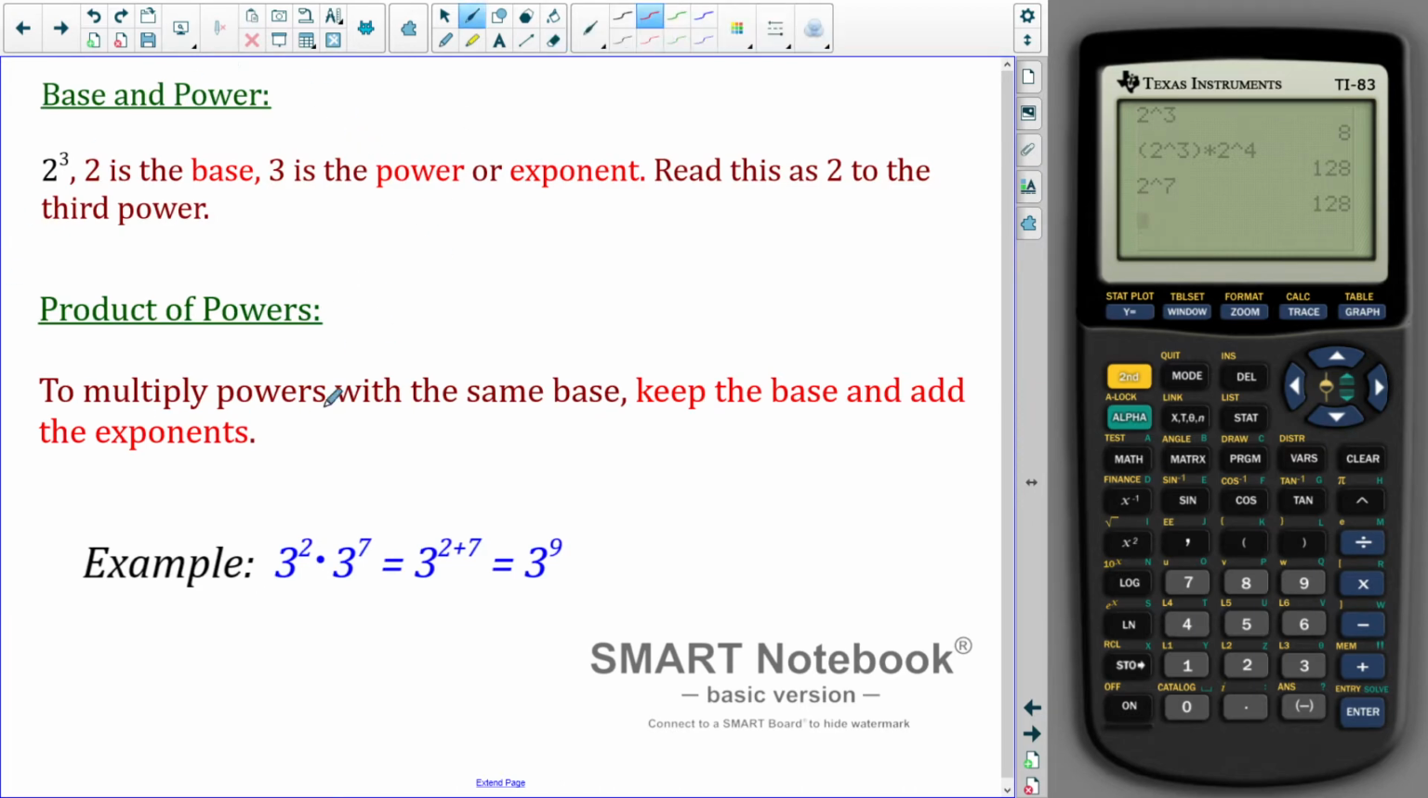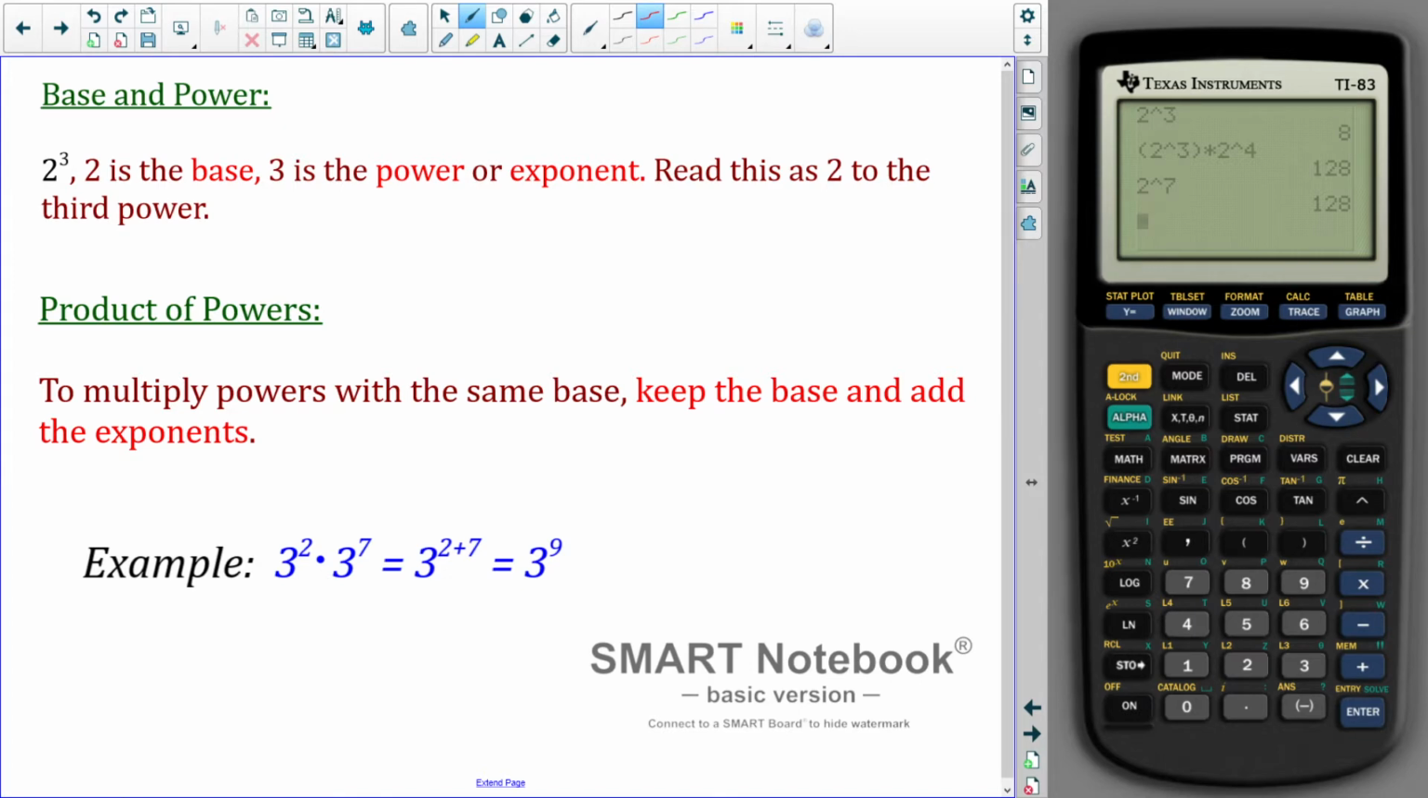Here are just some definitions. We have base and power. The number we're multiplying together is called the base. The number on the top, that superscript, is called the power or the exponent. So this is 2 to the third power. The product of powers property simply says that when you multiply powers with the same base, the base stays the same and you just add the exponents.